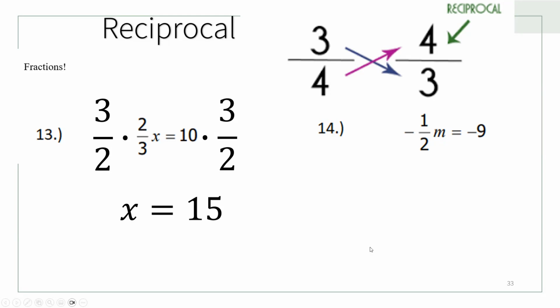Okay? Reciprocal has to stay the same sign. So -1/2, what's the reciprocal of -1/2? -2/1. Okay? It has to flip, and the sign stays the same. So whatever you do to one side, you gotta do the other side. -9 times -2/1, you end up getting m on the left. -9 times -2 is +18.